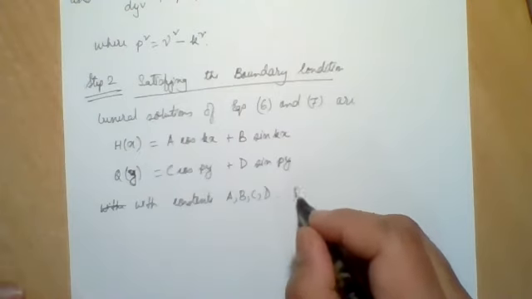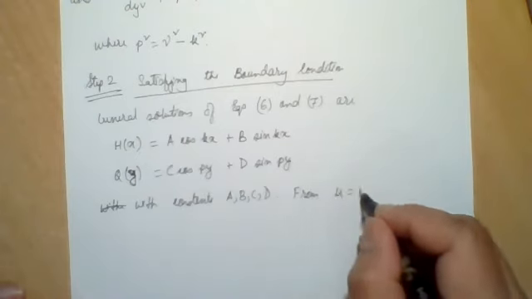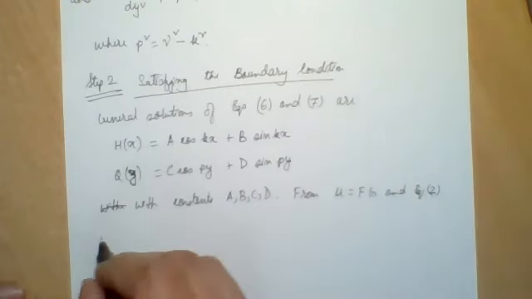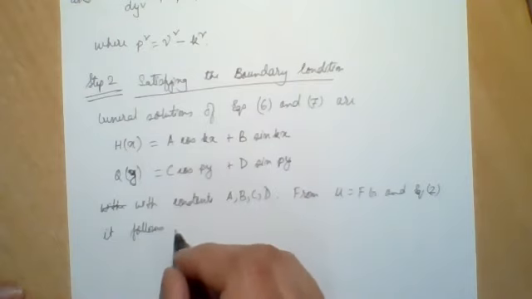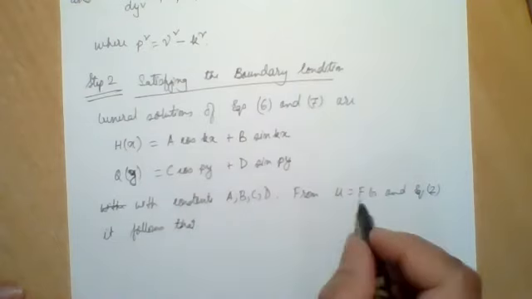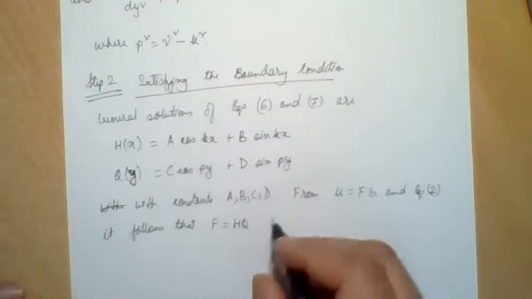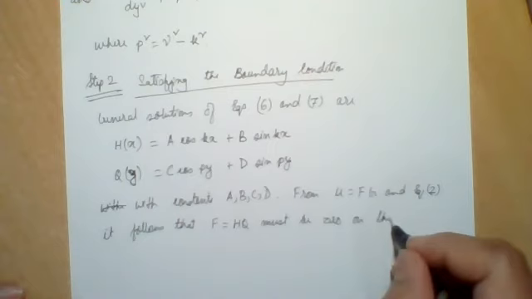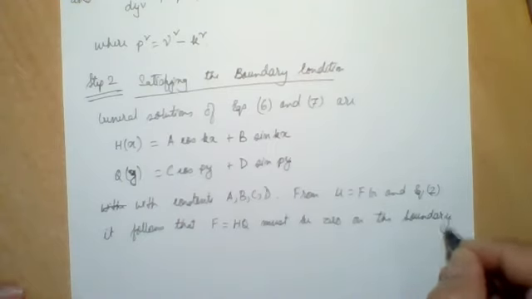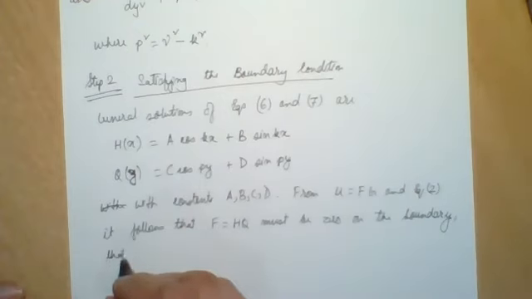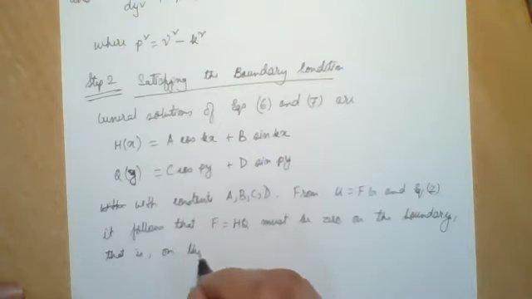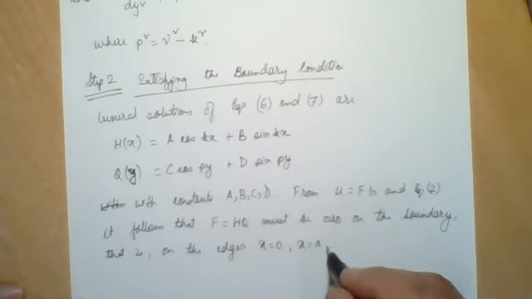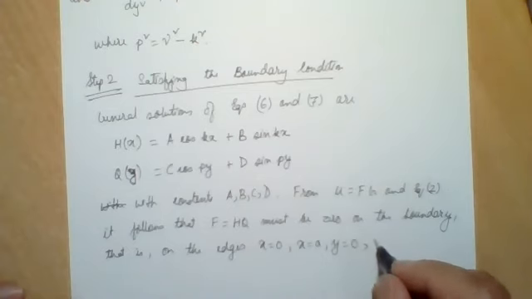And we already know that u was written as f and g, and from the boundary condition, equation number 2, it follows that this f, which was written as h times q, must be 0 on the boundary of the rectangle, that is, on the edges x equal to 0, x equal to a, y equal to 0, y equal to b.